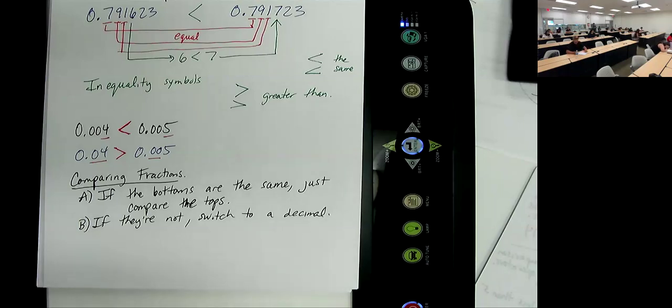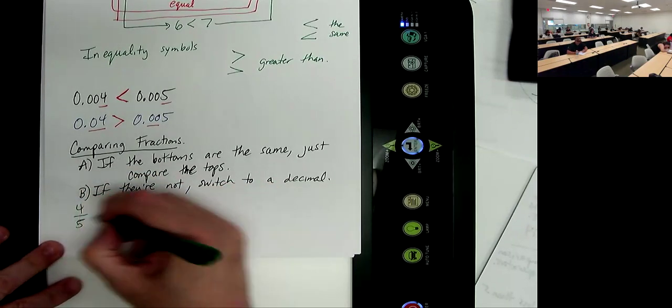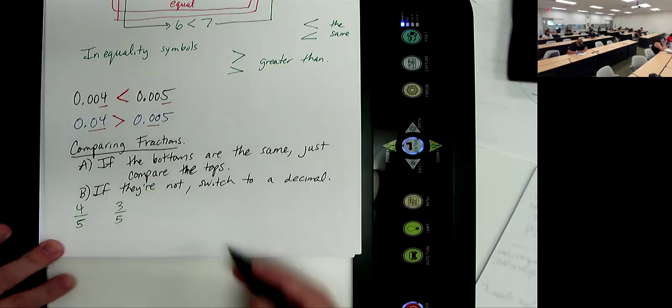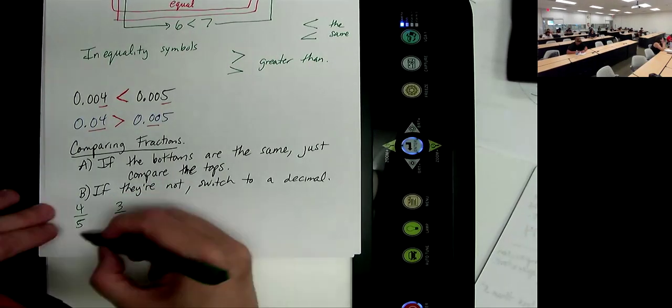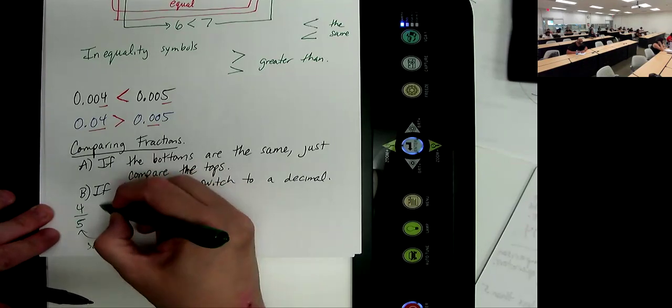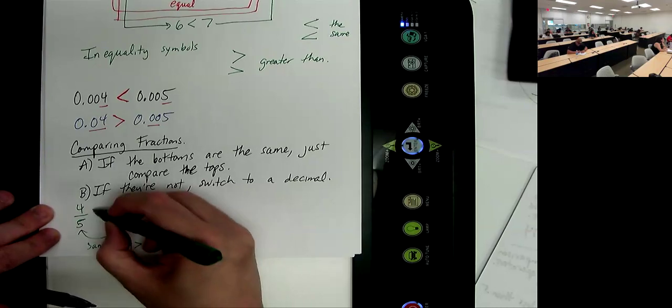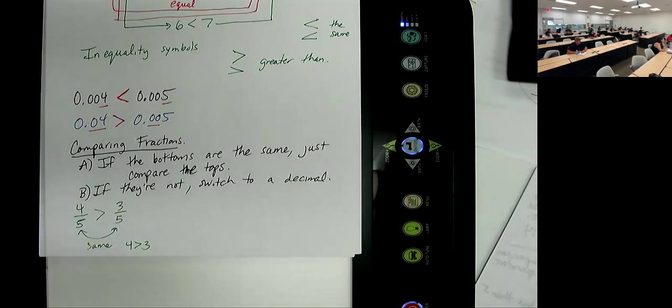I'll do two quick examples, one of each. 4/5 versus 3/5. The bottoms are the same, so we're gonna compare the tops. And 4 is greater than 3, so 4/5 is greater than 3/5. You can find the same thing if you convert it to a decimal, but you don't even need to waste your time when the bottoms are the same.